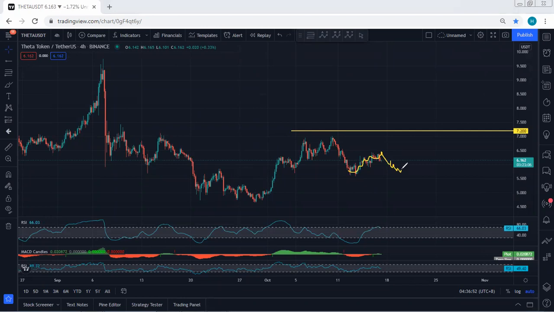The possibility for one more drop before we get the next move is very high. When I say one more drop, that means we can expect this one to turn into a more complex correction. Anyway, at this point, if we get any opportunity for buy, we are looking to see the breakout of the 7.2. Anyway, we just follow the chart.